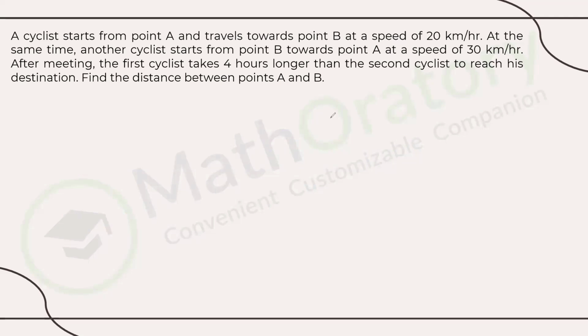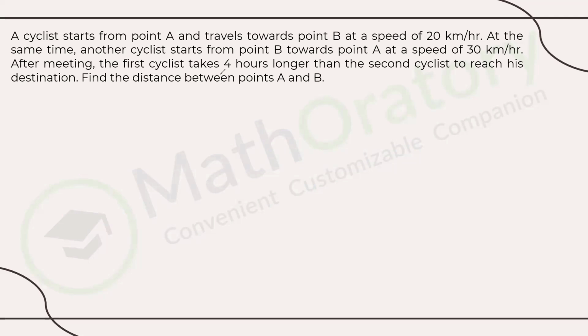Hi everyone. We'll be doing a very interesting question. So first let us comprehend it properly. We have a cyclist starting from point A and traveling towards point B at a given speed. At the same time, another cyclist starts from point B towards point A, so in the opposite direction to the first one, traveling at a speed that is also given.